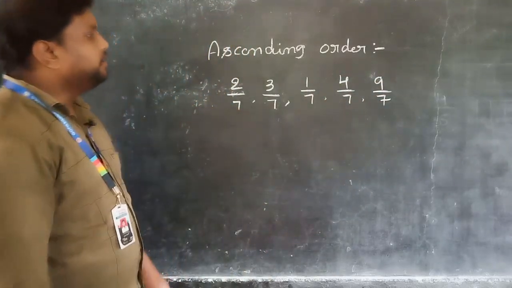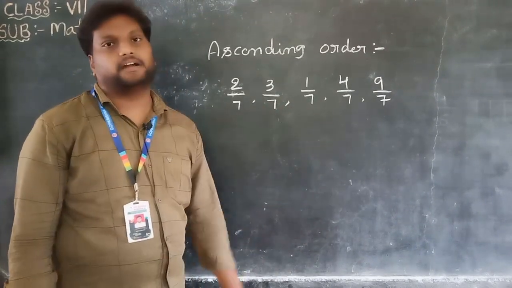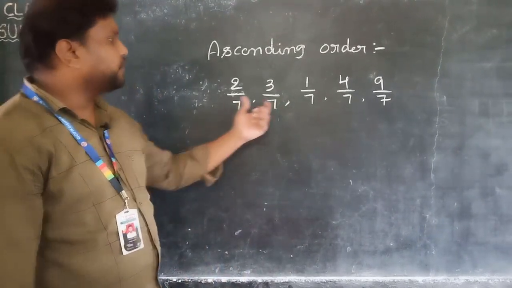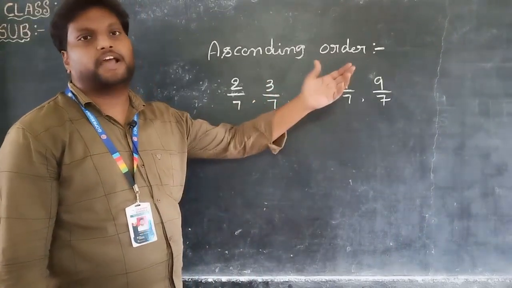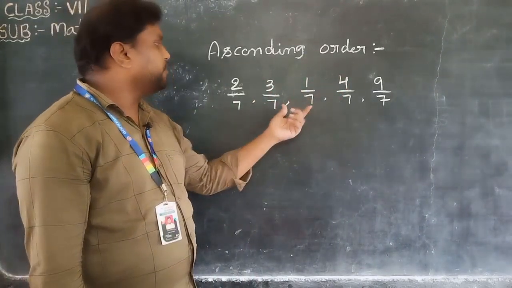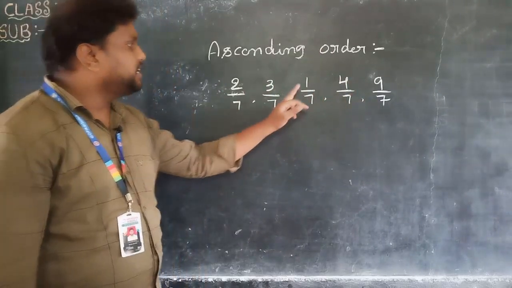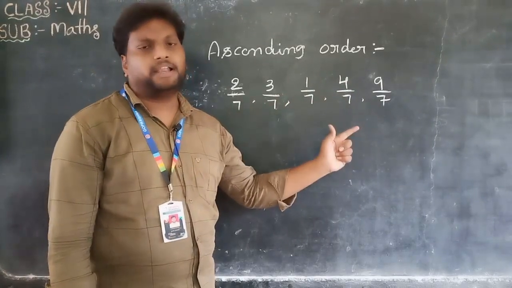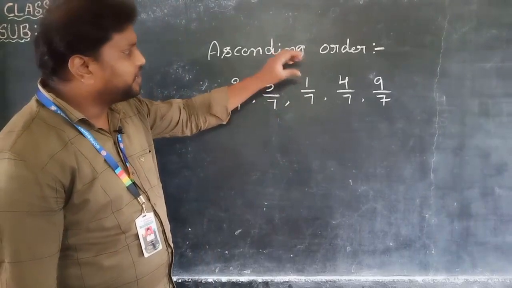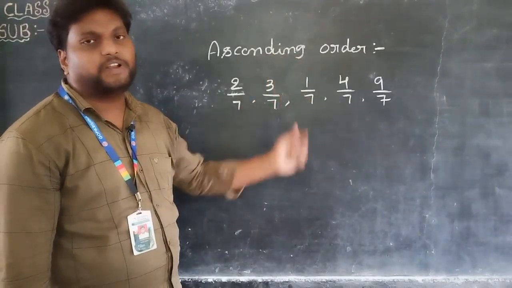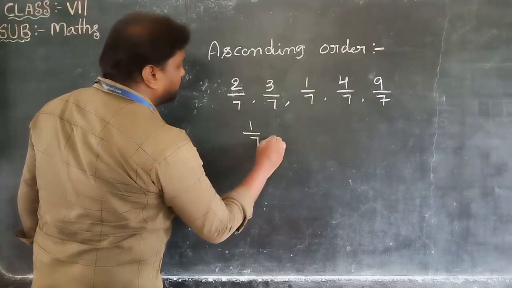Okay, here we have 5 fractions. First of all, we have to write them in ascending order. Ascending order is nothing but small value to big value. Out of these, which is the smallest value: 1 by 9, 1 by 7, or 9 by 7? We have to check. See, all denominators are equal, so whichever numerator has the lesser value, that whole fraction will be less. Out of these, 1 by 7 is the least one.